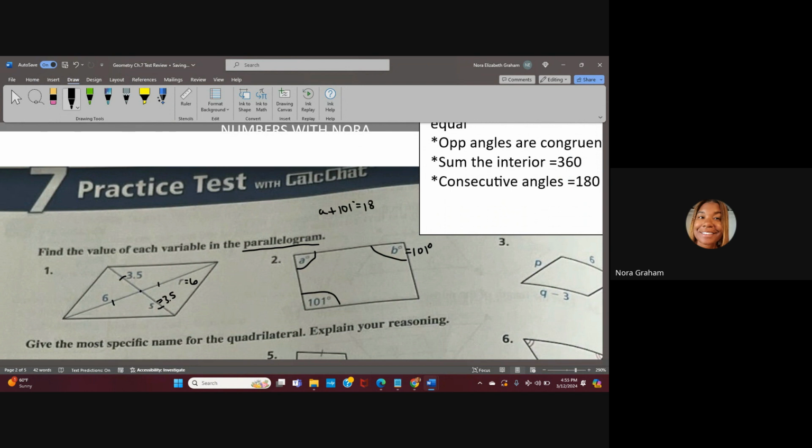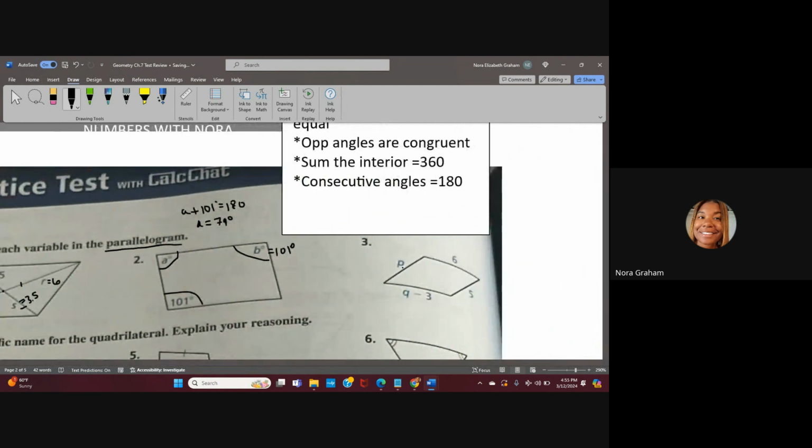Okay. Now all I have to do is subtract 101 from both sides. I'm going to get A equals 79 degrees. Okay. And you can check your answer by making sure that this angle and this angle will equal 79 degrees. Add up all your interior angles. You should get that all of them add up to 360, which they do. So this is the correct answer. Now let's go ahead and look at 3. Remember, opposite sides of a parallelogram are congruent. So P is going to be equal to 5.